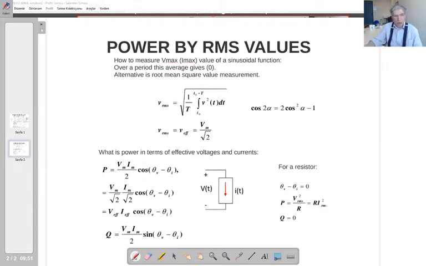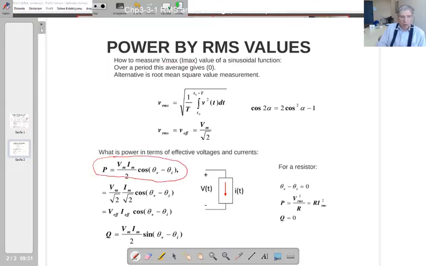We have found the average power, which is this, in frequency domain for an element. This is the average power. We are going to write this average power using new terminology. Why we are using it, I'm going to explain all this in this video.